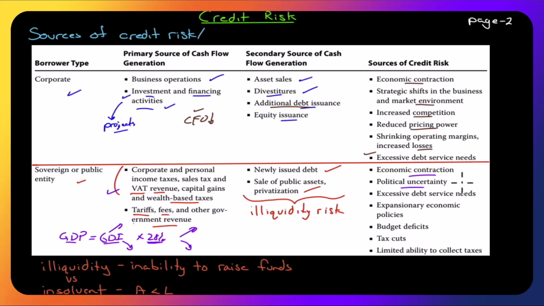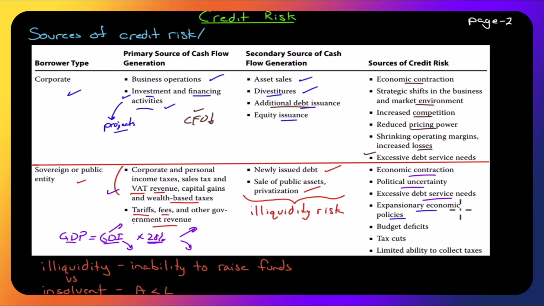Political uncertainty. Excessive debt service needs. Think of a country whose debt levels are 100% of GDP, 150% or 200% of GDP, and interest rates are high. Well, a lot of the tax revenue you collect has to go just to paying the interest.